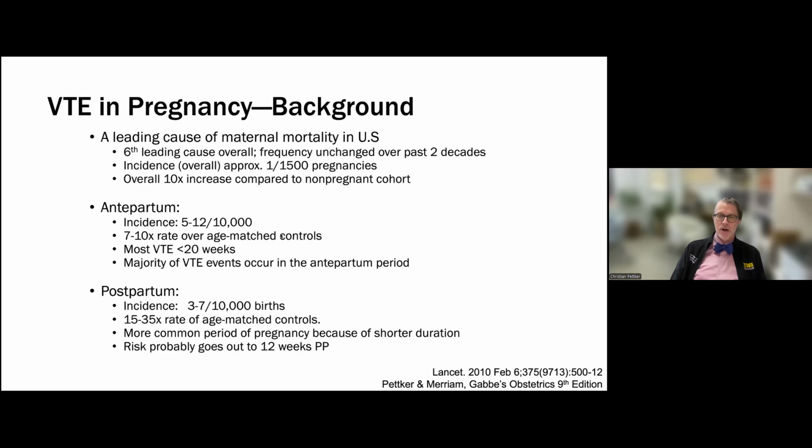But it's a higher risk because the postpartum period is a shorter duration. And so it makes it look like the frequency is higher in the postpartum period, but that's just because we count the postpartum period as about 6 weeks. Traditionally, we've said that the highest risk is 6 weeks, and that's true, but the risk probably goes all the way out to 12 weeks in the postpartum period. So people really haven't cleared their risk till about 12 weeks postpartum.